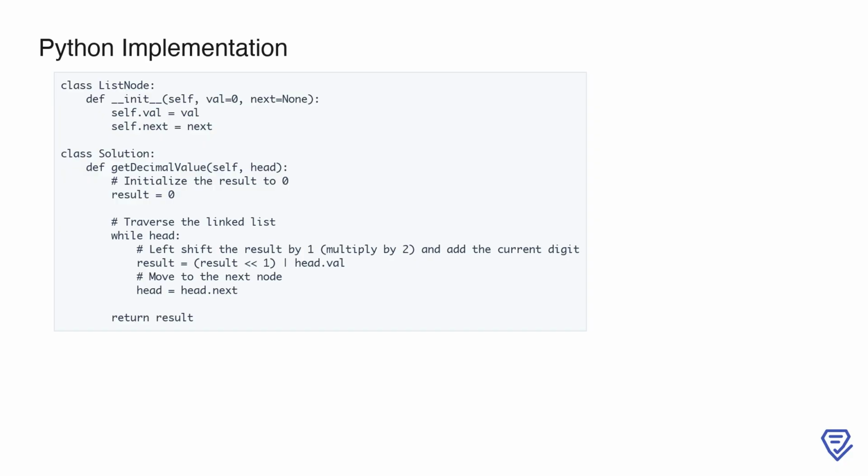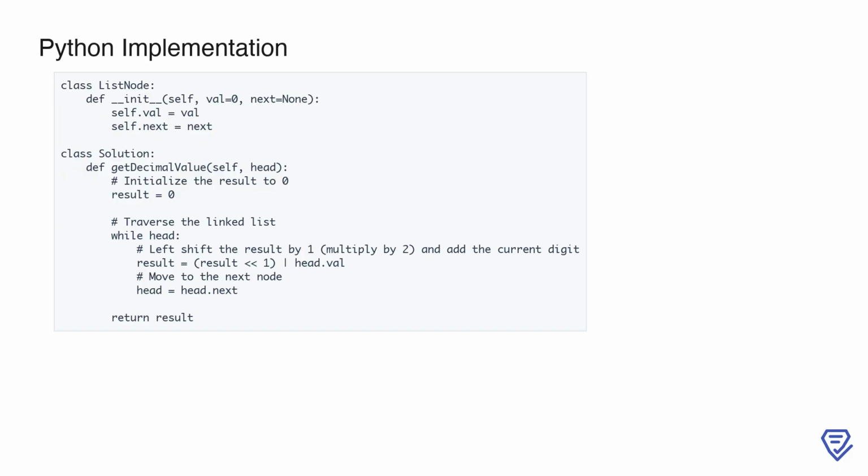3. Linked list traversal. A while loop iterates through the linked list as long as the head pointer is not None, i.e., there are still nodes to process. 4. Binary to decimal conversion. The binary number is converted to decimal using bitwise operations. Left shift. The result is left shifted by 1, result << 1, which is equivalent to multiplying it by 2. This creates space for the next binary digit. Bitwise OR. The current node's value, head.val, is added to the result using the bitwise OR operation. This effectively appends the current binary digit to the result.